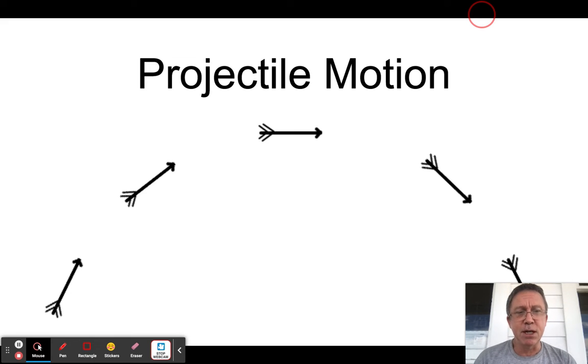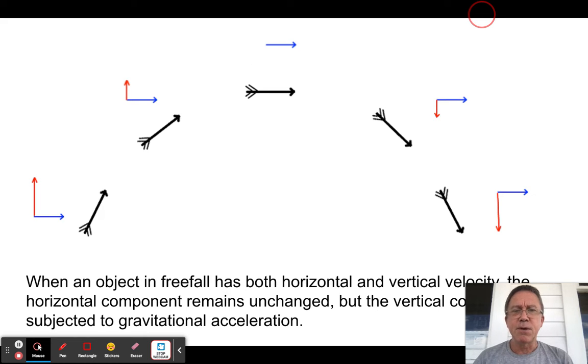Okay, so let's talk about projectile motion. What happens when we have an object that's in free fall, but is being projected both horizontally and vertically simultaneously? So when an object is in free fall, it has both a horizontal and a vertical component of motion. We talked about how these things are independent of each other. And what we have to remember is, it is the vertical component that's going to be subjected to gravitational acceleration, but the horizontal is not. Before we've just looked at things going off a table, but now we're saying, what if I shoot an arrow up in the air?